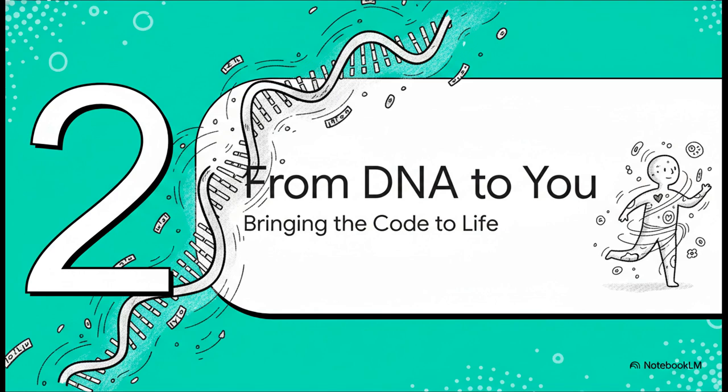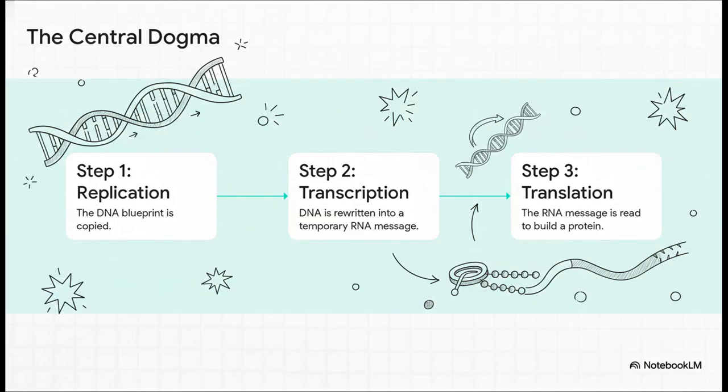So, how does a static blueprint, just a code written in DNA, become a living, breathing, dynamic you? Well, it all comes down to this fundamental process that brings the entire code to life. This three-step dance is what scientists call the central dogma. First, for cells to divide and grow, the entire DNA blueprint has to be copied perfectly. That's step one, replication.